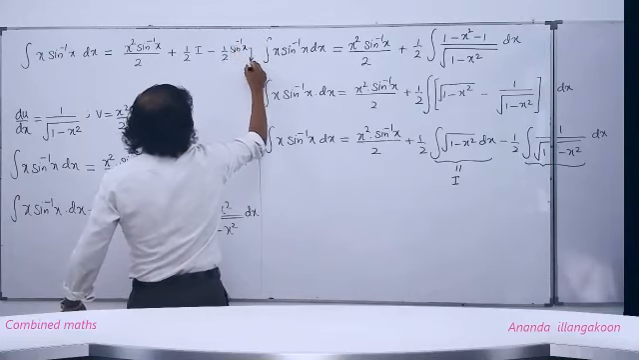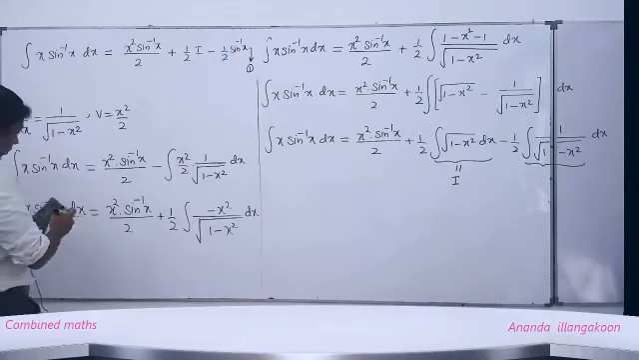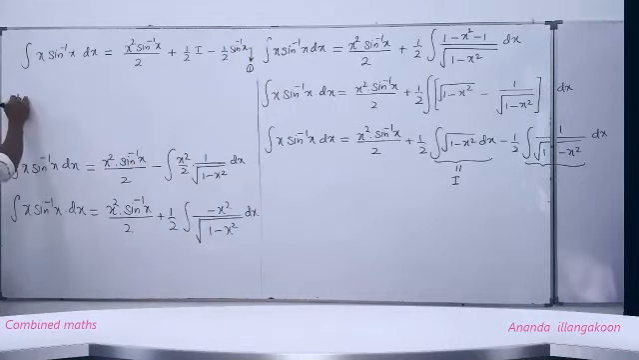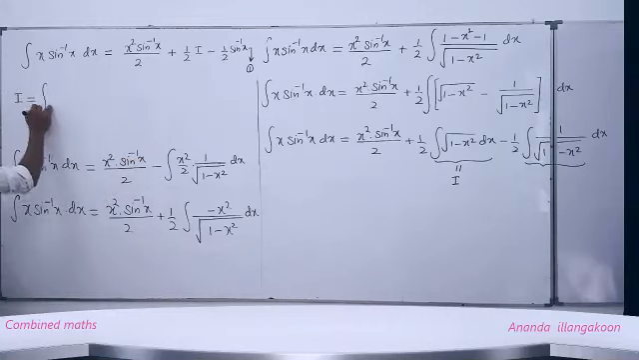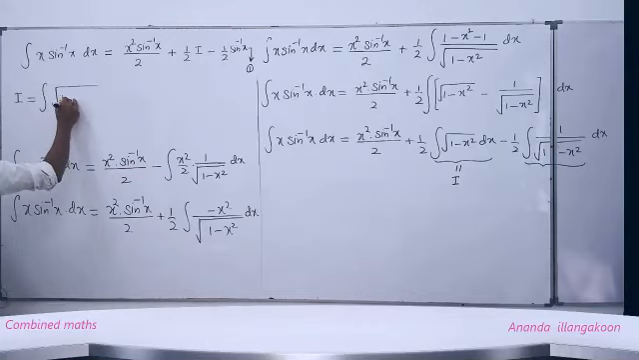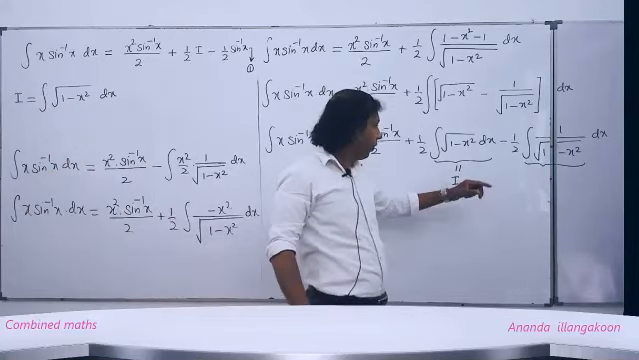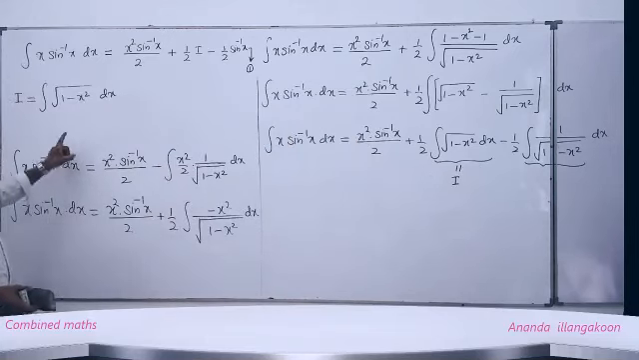Let this be number 1. Now it's I we have to find. When you find I, it is equal to the integral of root 1 minus x squared, like this. Now can somebody tell me how to integrate this, root of 1 minus x squared?